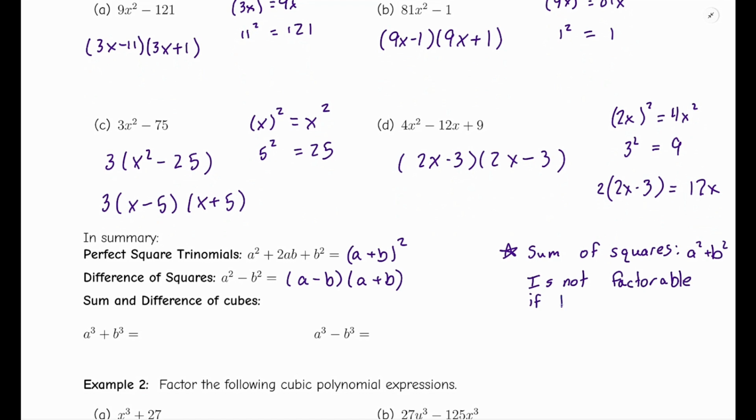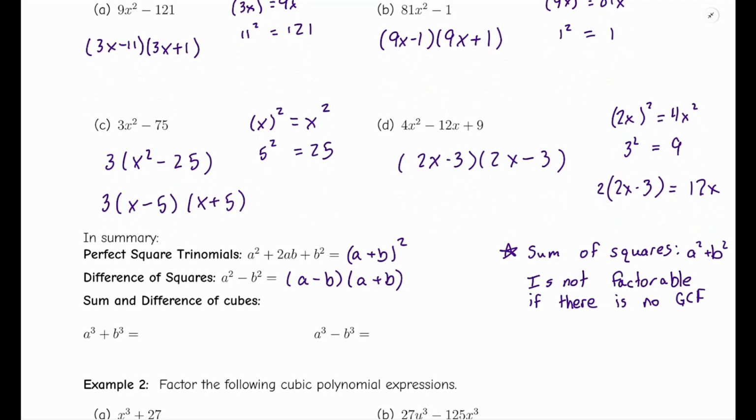If there is no GCF. So of course, whenever you have any number of terms, it's possible to have a GCF. But if there are no GCFs, then the sum of squares is not factorable.